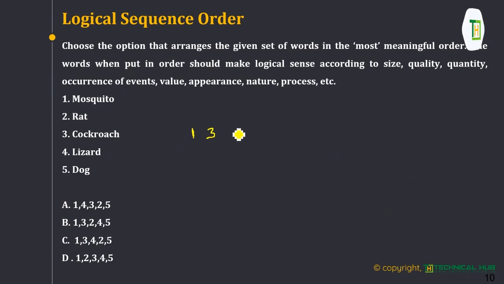And after that, the smallest of all these is lizard. Next it is rat, and next it should be dog. So 1, 3, 4, 2, 5. That is one order. When I arrange them according to their size, it is from smallest to the biggest one. Sometimes in the options they may give 5, 2, 4, 3, 1. That means they are following the biggest one to the smallest one.